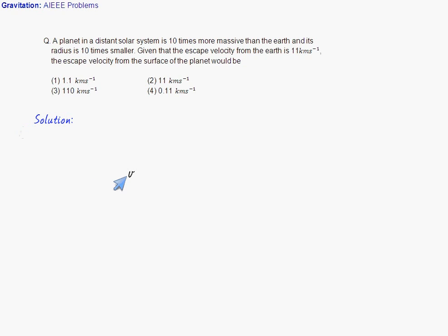Escape velocity can be given by the expression Ve is equal to root over GM by R. So for the earth, this can be written as root over GMe by Re, and this is given as 11 km per second. For earth I am writing now.